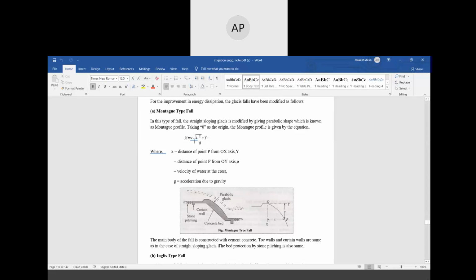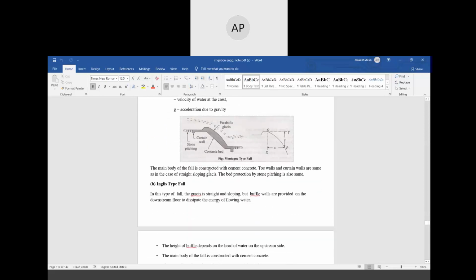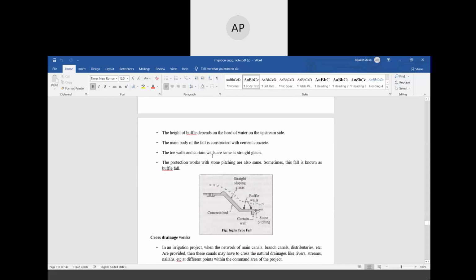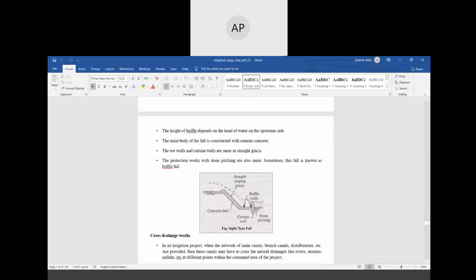The main body of the fall is constructed with cement concrete. Toe walls and curtain walls are the same as in the case of the straight sloping glacis. The bed protection by stone pitching is also the same. Next is the English type fall. Here, baffle walls are provided in the falls. What is a baffle wall? The protection walls with stone pitching are also the same. Sometimes this is known as a baffle fall.